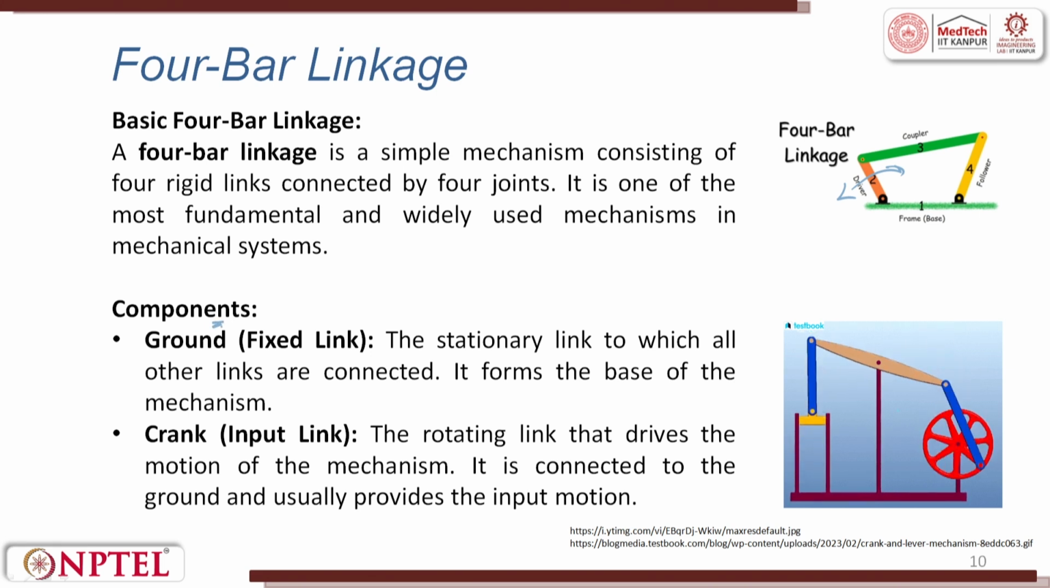So, the components we have are, first, the ground, which is fixed. The stationary link to which all other links are connected is called the ground, or the base. Next, we have the crank. Crank is the place where we give an input. So, this is called the crank. The crank is the rotating link that drives the motion of the mechanism, it is connected to the ground and usually provides an input motion. For example, if you see, this wheel is a crank.